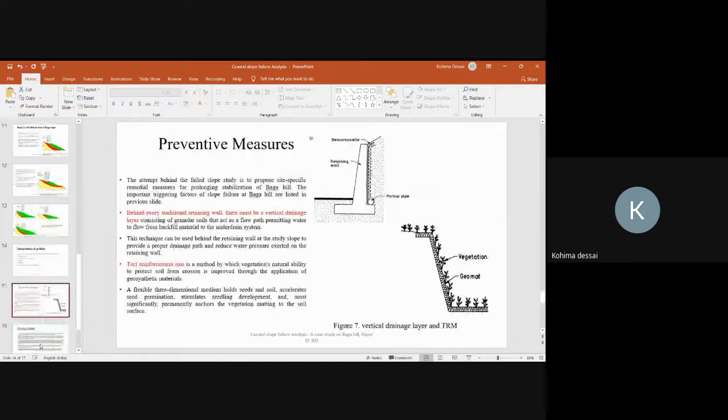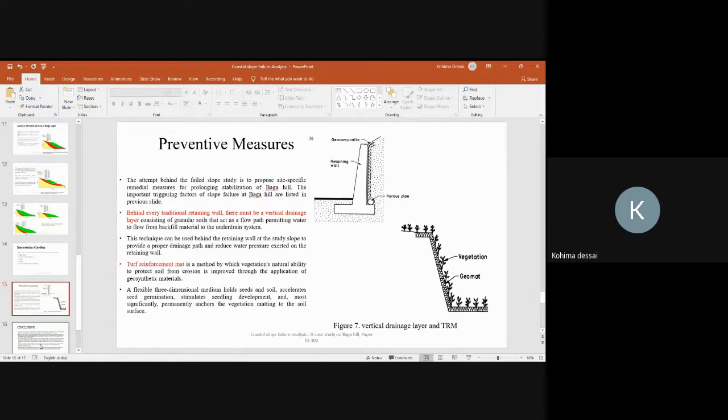So after the study, some preventive measures were suggested. First was to provide vertical drainage behind the retaining wall. This permits the water to flow into the drain system. By providing the vertical drainage, we can improve the drainage capacity of the slope. And second was to provide the turf reinforcement mat.